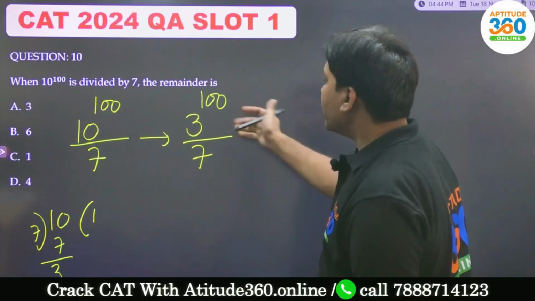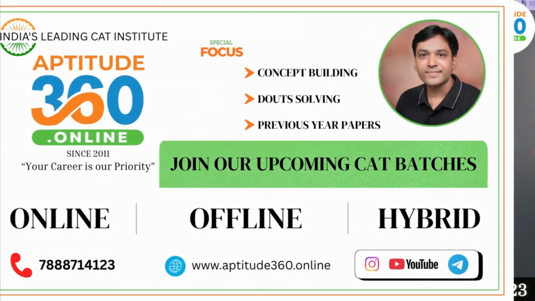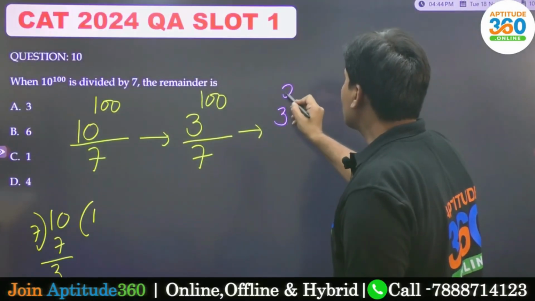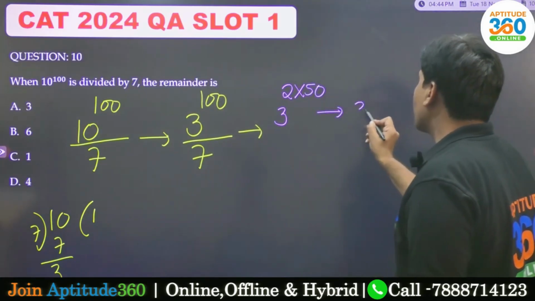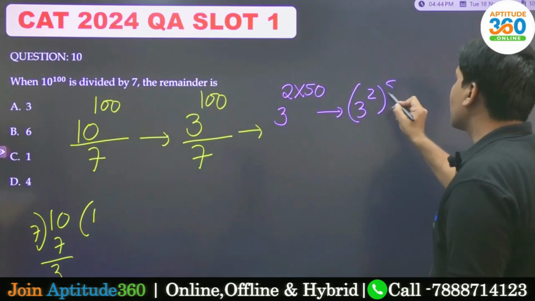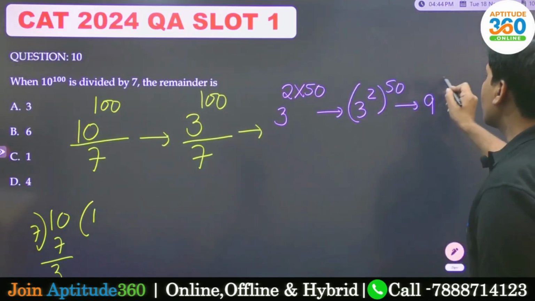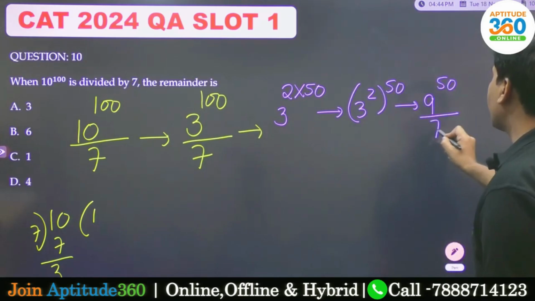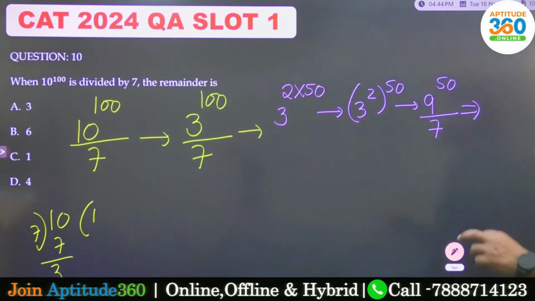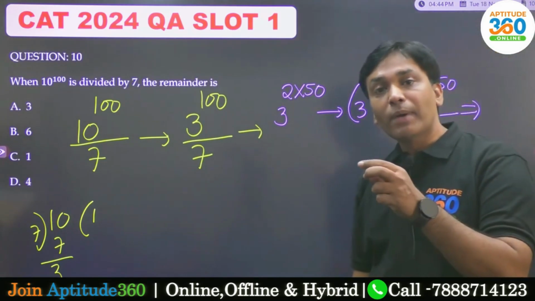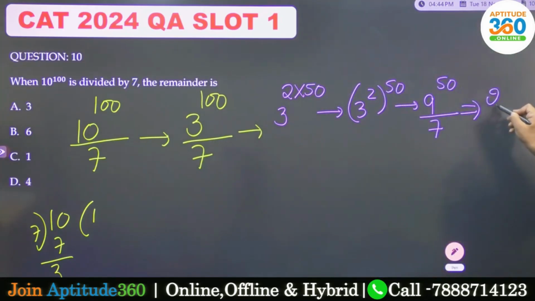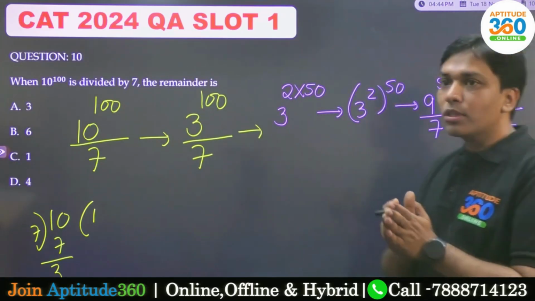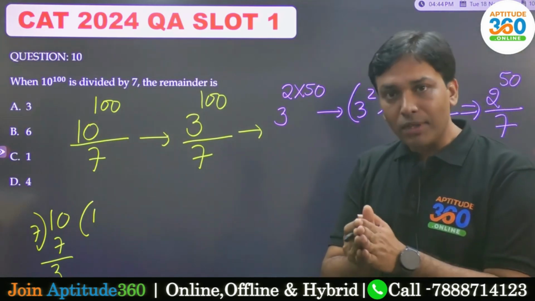Now 3 raised to 100. Can I write this down as 3 raised to 2 times 50? And then it becomes 9 raised to 50 divided by 7. Again, now 9 is bigger than 7. When 9 gets divided by 7, the remainder is 2. Because 9 is getting multiplied 50 times, the remainder will also be multiplied 50 times. So now you will have to find out the remainder when 2 raised to 50 gets divided by 7, right?